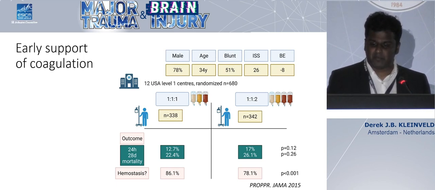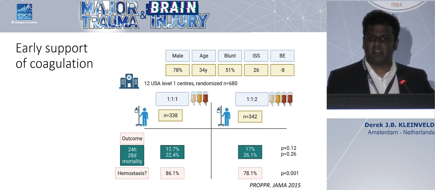We are using more and more transfusion products. And the main evidence there is actually the PROPPR trial, and everyone is referring to the PROPPR trial as being a positive study. However, they randomized, in 12 US level 1 trauma centers, 680 patients to a balanced transfusion strategy, where they administer one platelet, one plasma product, and one red cells, versus a 1-to-1-to-2 strategy.